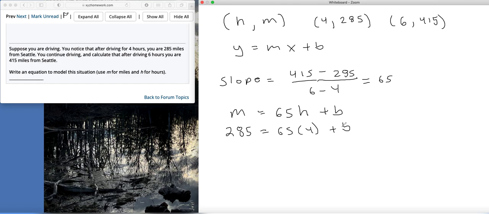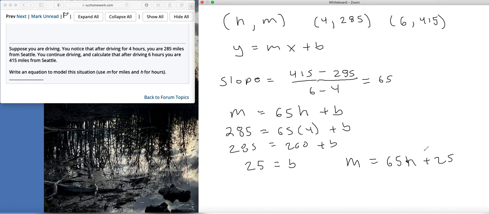And then we'll bring the 65 times 4 over, and 65 times 4 should be 260. So 285 equals 260 plus b, and we'll subtract the 260 from both sides, and then that's going to make b 25. So our equation would be, you've got to be careful not to use y and x, right? We've got to use the m and the h. So m equals our slope 65 times h, I don't really need the dot, I can just put an h there, plus 25.